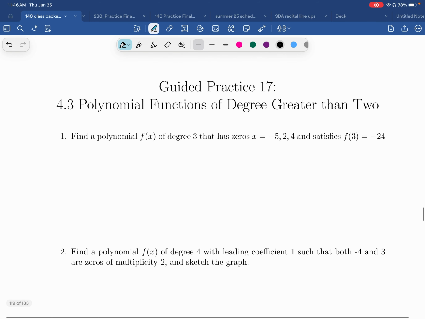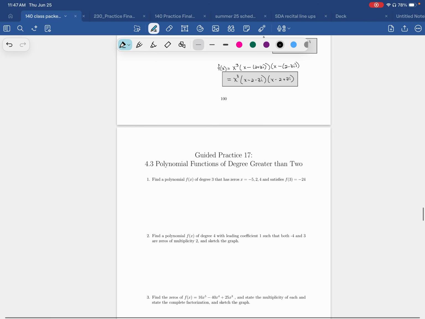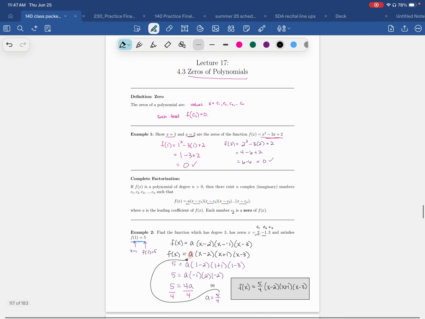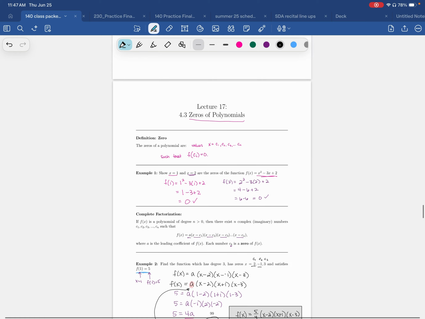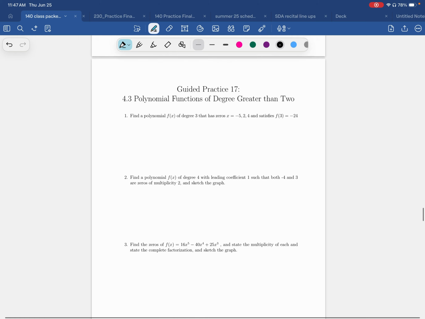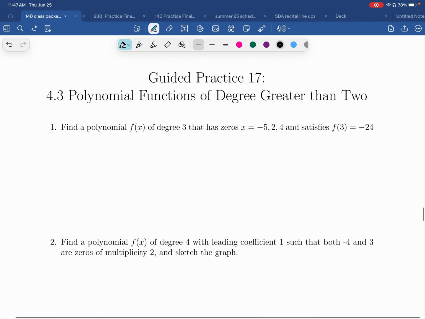Hello there, friends. We are tackling guided practice 17. This is our polynomial functions of degree greater than 2, which is also known as zeros of polynomials. We've done this for things that have degree 2, so really this is things that are above degree 2. We are utilizing the idea that the zeros create factors.